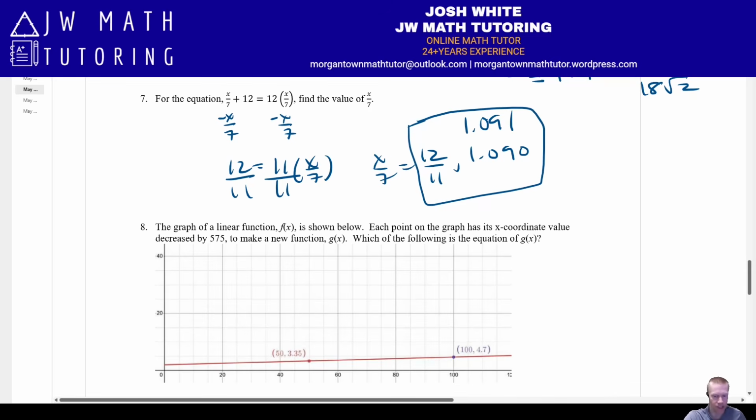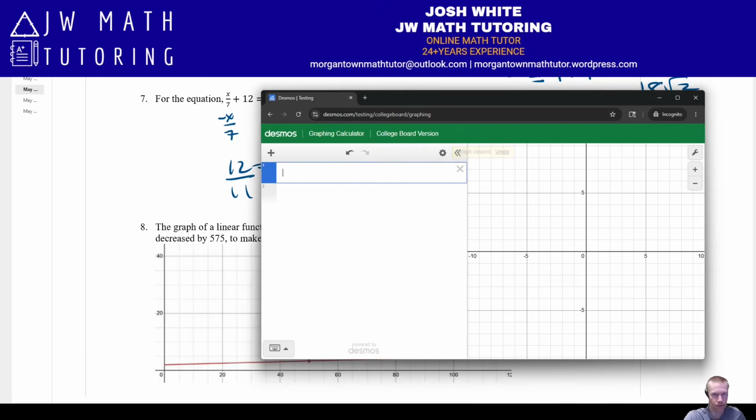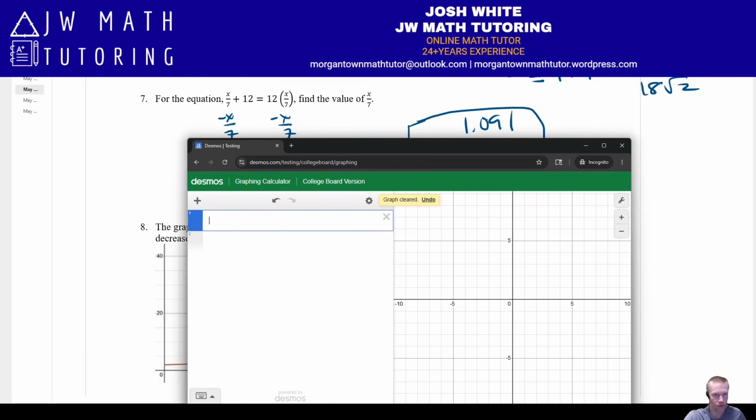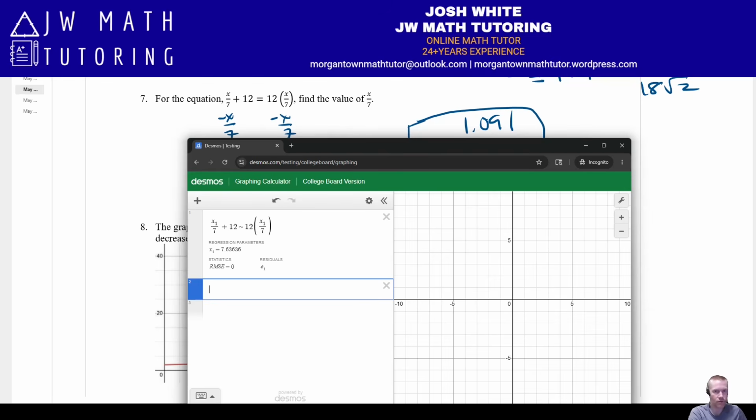Now, if you don't see that or don't pick up on that, that's fine. Instead, what I would do is literally just go to Desmos and tell Desmos to solve this for us. So I would type x1 over 7 plus 12 tilde 12 times parentheses x1 over 7. Okay, notice this solved for x1, but not x1 over 7. So I would do x1 divided by 7. Here's your decimal equivalent. We already saw that number. Click the fraction thing, 12 over 11.